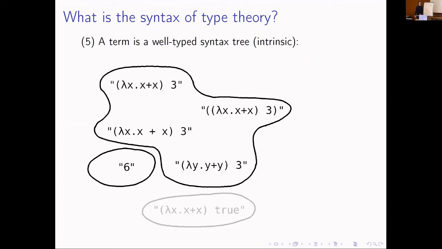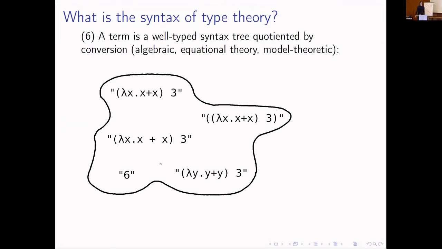This is also called intrinsic syntax. And we're still not done, because we might say that, okay, if we apply this function and perform the calculation, we should end up with 6, right? Because 3 plus 3 is 6. And that's when we come to the level of abstraction, which is the well-typed syntax tree quotiented by conversion.